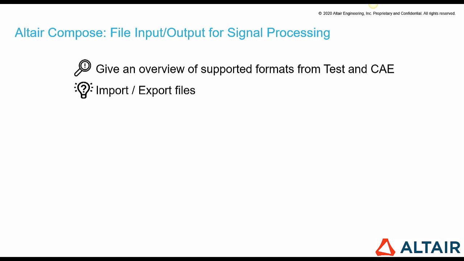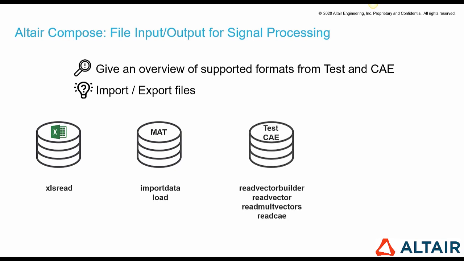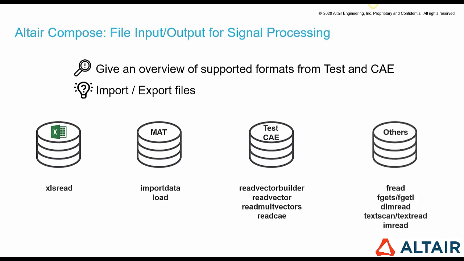Compose is able to read inputs of multiple formats like Excel-compatible files such as CSV or XLS, MAT files which have a container-like format and store variables of all data types supported by Compose, test and CAE files which will be covered shortly, and finally other formats like binary, delimited files, text files, and images. As we are primarily focused on signal processing in this video, test and CAE files will be our main interest. Now let's focus on test and CAE files.